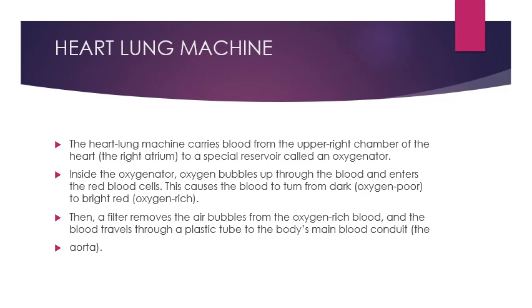Now, the heart-lung machine carries blood from the right upper chamber of the heart, which is also called the right atrium, to a special reservoir called an oxygenator. Inside the oxygenator, oxygen bubbles up through the blood and enters the red blood cells. This causes the blood to turn from dark, oxygen-poor blood to bright red, oxygen-rich blood. Then a filter removes these bubbles from the oxygen-rich blood and the blood travels through a plastic tube to the body's main conduit, the aorta.